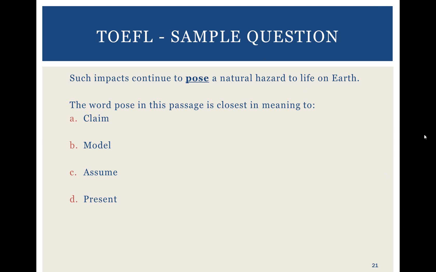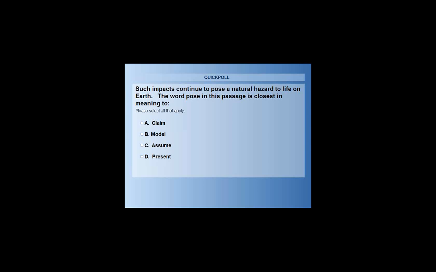This is a real TOEFL question. If you saw the sentence, "Such impacts continue to pose a natural hazard to life on Earth," the word "pose" in this passage is closest in meaning to A, claim, B, model, C, assume, or D, present. So let's see what you all think. Don't be shy. Go ahead and vote. This is English, where a word like "pose" easily has 4 meanings. What do you guys think that it means in this sentence?